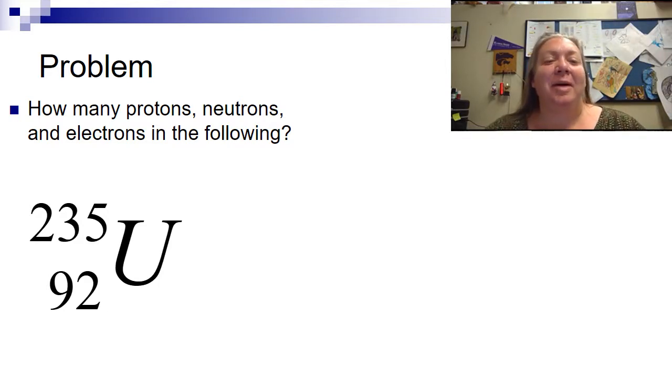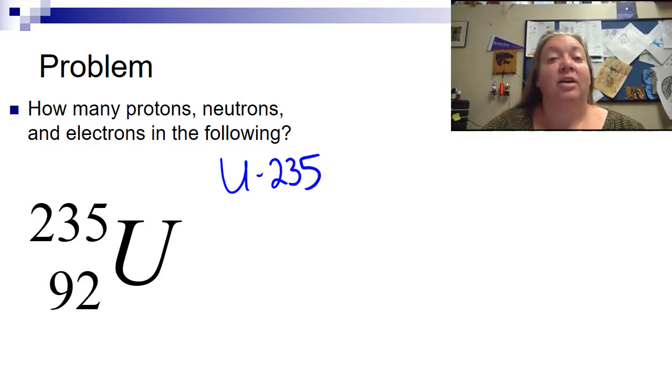All right, so this one says how many protons, neutrons, and electrons in the following? I have a chemical shorthand, and it has an example of an atom right there. It says U. U stands for uranium. The mass number is 235, and the atomic number is 92. Now, because sometimes it's difficult to type things in computers and in testing software, occasionally you might see this written as uranium-235, just like that. Don't let it bother you. Remember that bottom number, you can figure that out based on the periodic table. It's just that top number that could change.